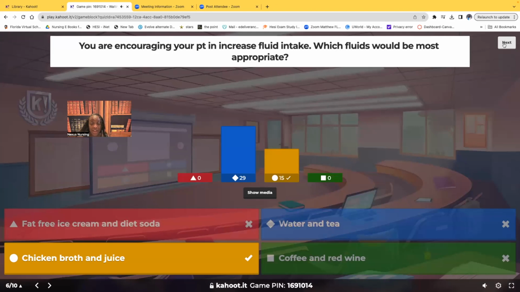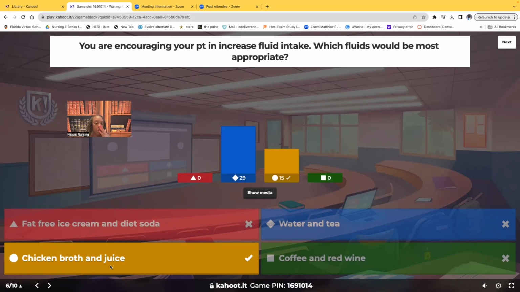Wow, 29 of you guys chose water and tea. So let's talk about the right answer, then we'll go over the wrong answer choices. The correct answer choice is chicken broth and juice. Why? Again, it all goes back to the pathophysiology. Let's think about what's happening in Addison's disease. We need to add salt, add sex, add sugar. They don't have enough of it, right? So we're going to encourage them to drink fluids high in sodium and glucose. Chicken broth is high in what? Sodium. Juice is high in what? Glucose. Duh.